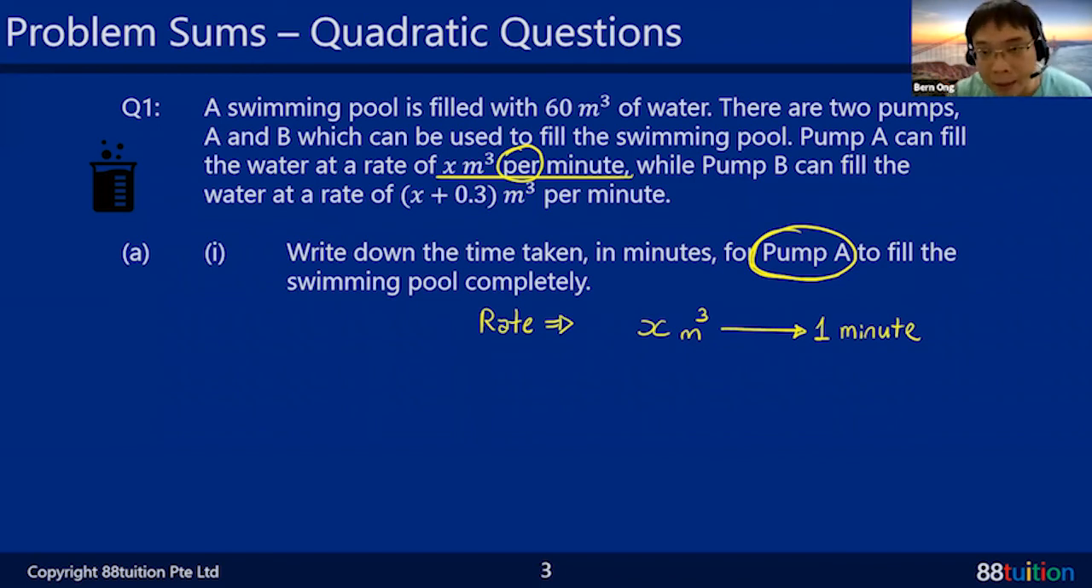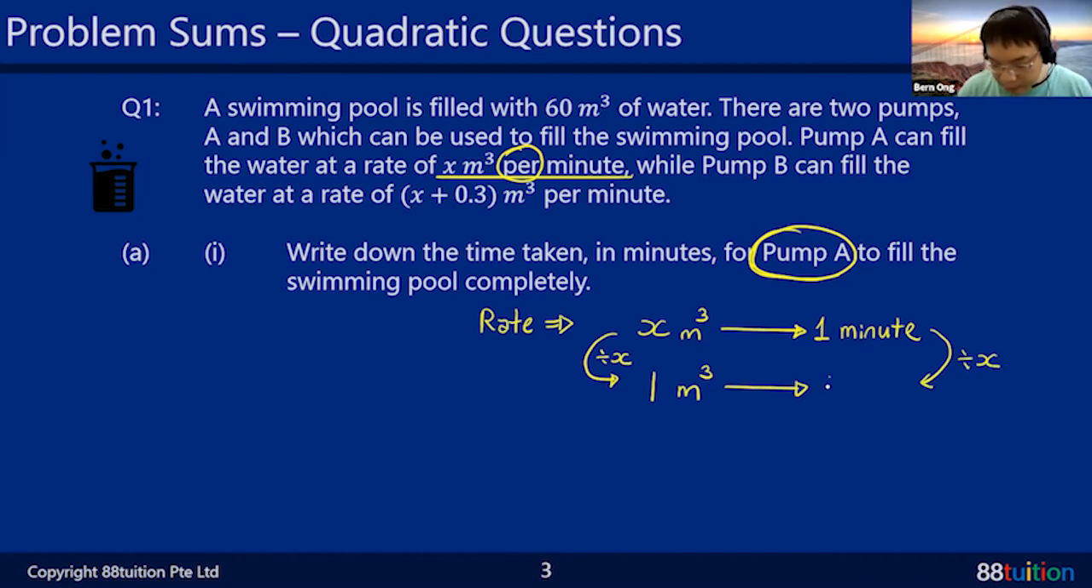But the entire swimming pool is 60 cubic meters. What should I do? Don't panic. Usually I'll look for the 1 cubic meter first. Remember rate? From x, how do I get to a 1? I divide by itself. x divided by x will give me a 1. If I do that on the left, I need to do that on the right. So I divide by x down here. So my representation for the time will be 1 over x minute to fill up 1 cubic meter of water.